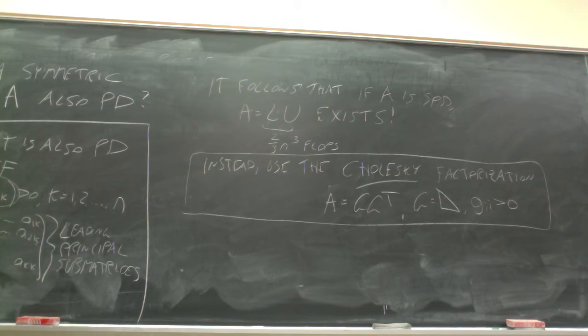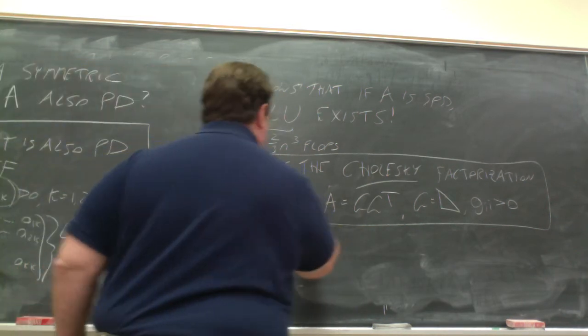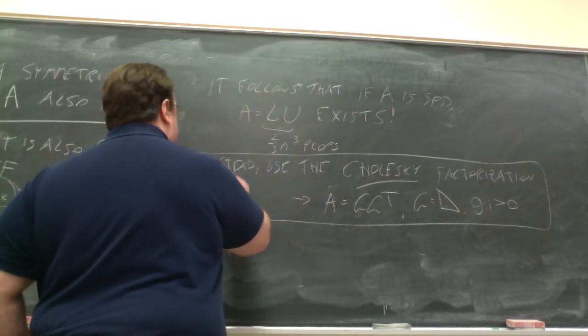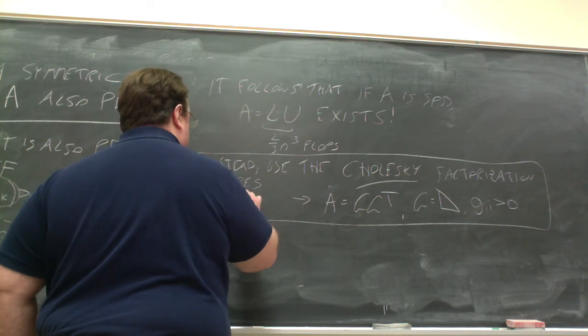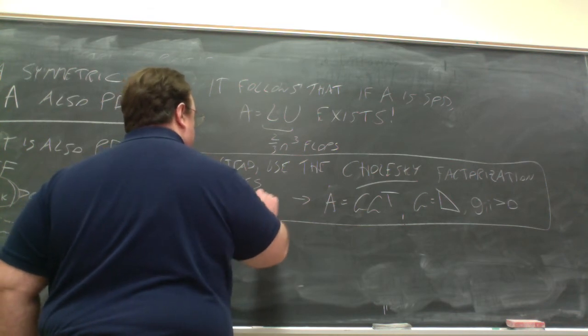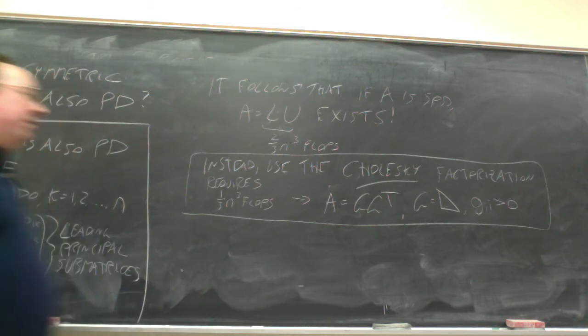Okay. All right. So this factorization, like LDLT, requires half the floating point operations as LU.